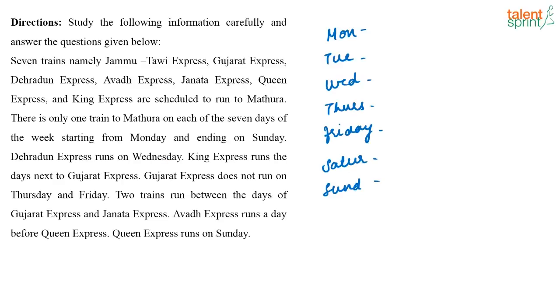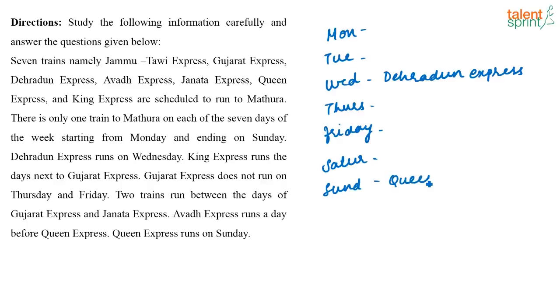Dehradun Express runs on Wednesday. So, which is running on Wednesday? Dehradun Express is running on Wednesday. King's Express runs the day next to Gujarat Express. Gujarat Express does not run on Thursday and Friday. Then 2 trains run between the days of Gujarat Express and Janata Express. Awadh Express runs a day before Queen's Express, and Queen's Express runs on a Sunday.